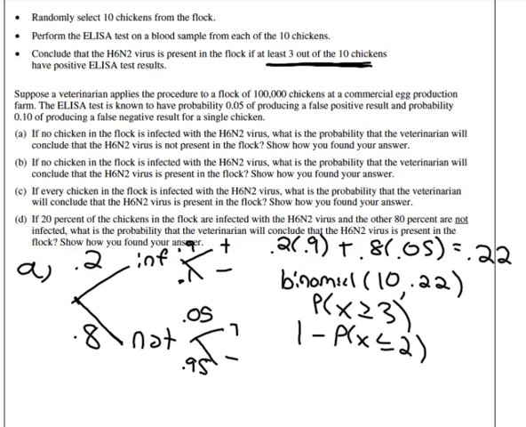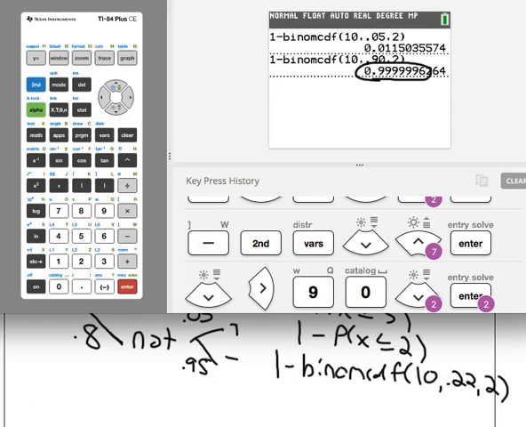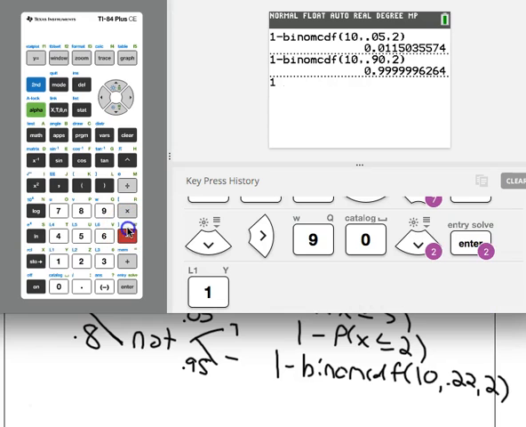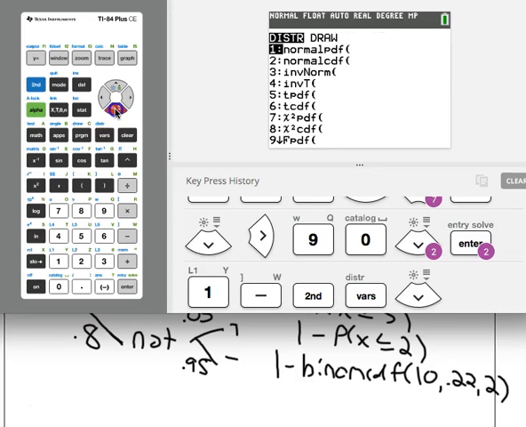So the nice thing is for this particular problem, once you've gotten B, you've gotten all of this. Oh, binomCDF, 10, 0.22, and 2. So again, once you know how to do one piece of this, you can do every piece of this. So now just type it in the calculator.